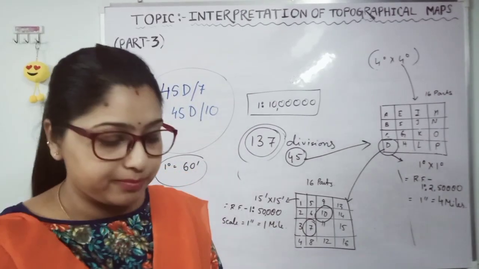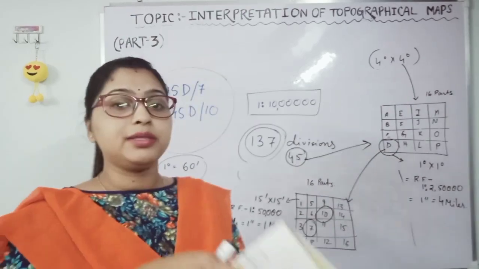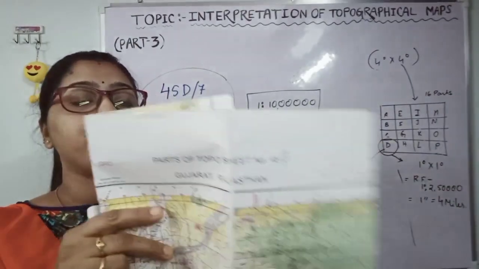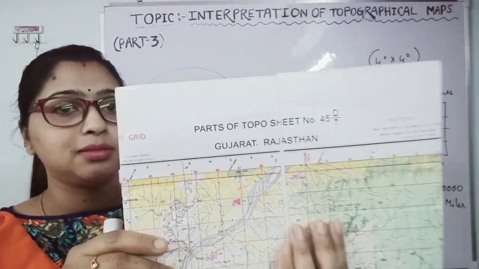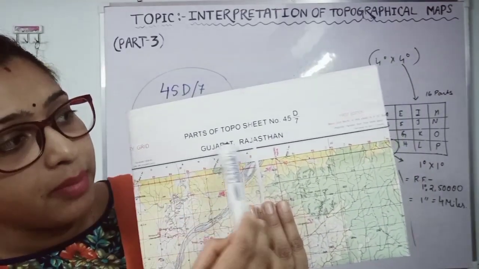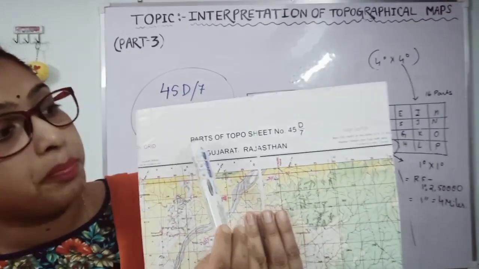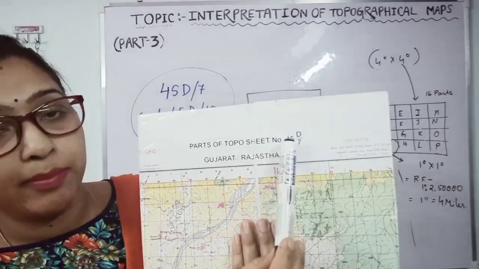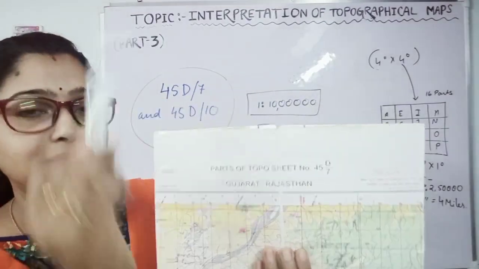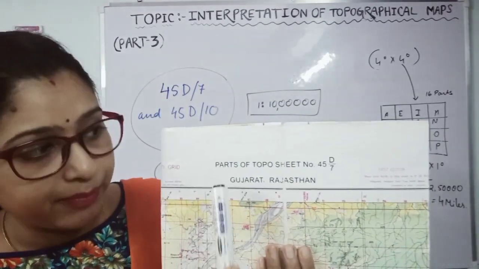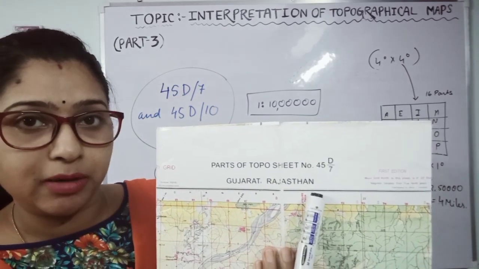Here, see, this is the topo map of your class. The name given is also part of the topo sheet, number 45D by 7, and on the other side it is 45D by 10, the Gujarat and Rajasthan part.